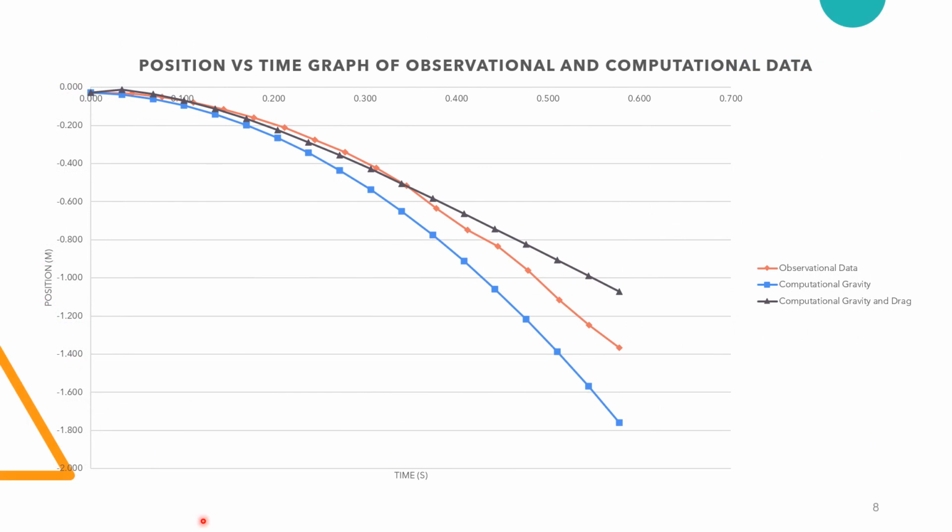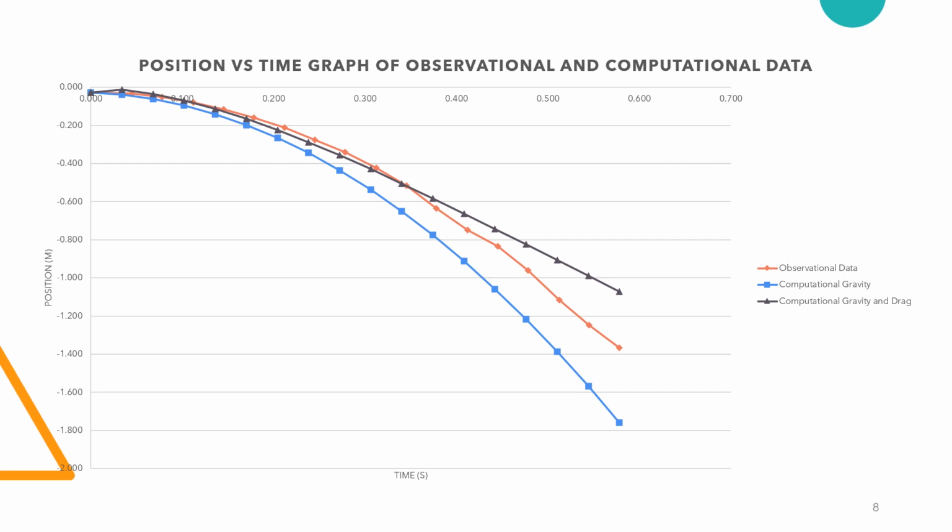Next, taking the observational and computational models' data, I used Excel to create a position versus time graph to compare the results. You can see here that initially all the data sets aligned, but then later began to diverge. The observational and computational model with both drag and gravity force align the most. This is due to the computational model with just gravity force not accounting for drag, which would slow down how fast an object falls. That is why you can see here the object with no drag force is covering a larger distance.